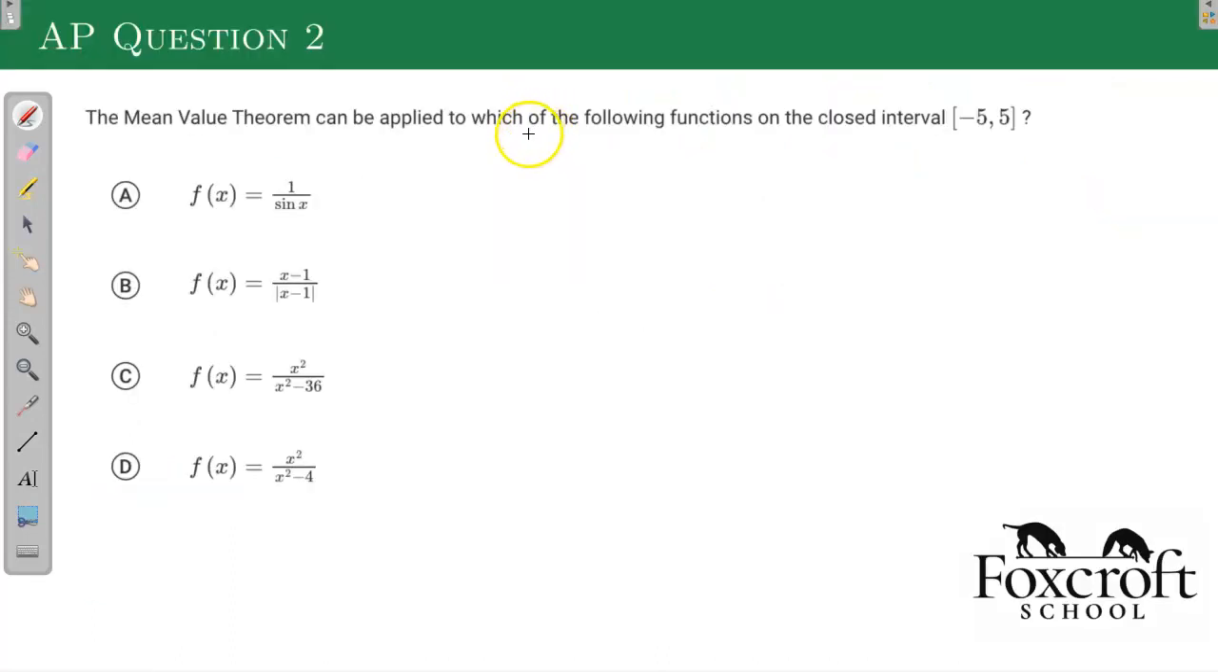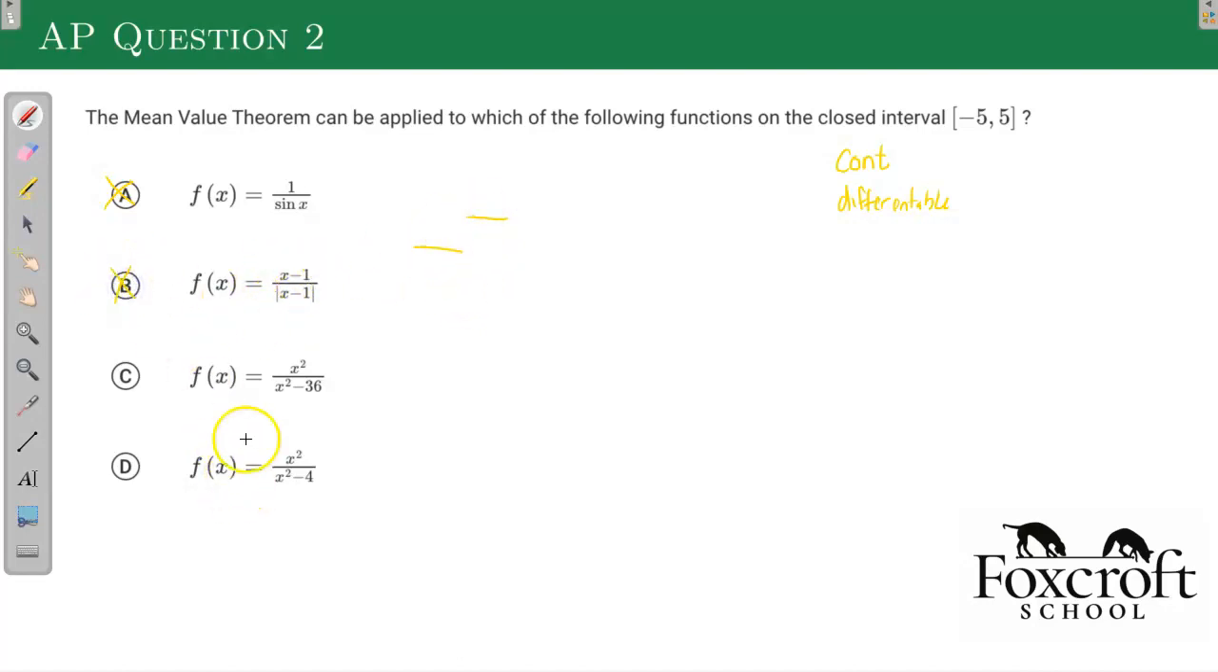The mean value theorem can be applied to which of the following functions? So again, this just means we're looking for functions that are continuous and differentiable. Is 1 over sine of x going to be continuous? No, because when I plug in 0 into sine, I get 0, and I would get 1 over 0. X minus 1 over the absolute value of x minus 1. Whenever you have absolute values, they look like they could cancel. On one side of the absolute value, you're going to get a negative number. On the other side, you're going to get a positive number. These have jumps, so there's a jump here at positive 1.